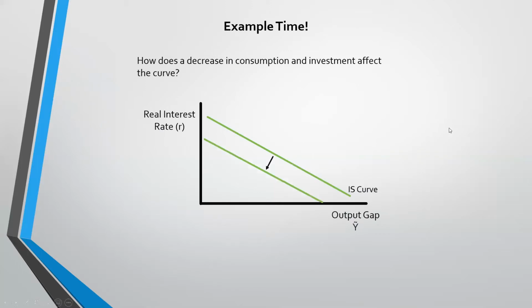So what's going to happen to the IS curve? Well, the same thing would happen. You'll get a shift left. So we know that if consumption and investment go down, aggregate expenditure goes down too. And so the effect is a shift left. And it's key to note that the real interest rate stays the same, but the output gap actually becomes negative. So actual GDP would be less than potential GDP. And then that means that the economy is producing below its long run capacity.